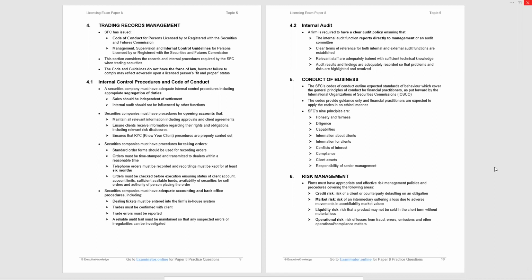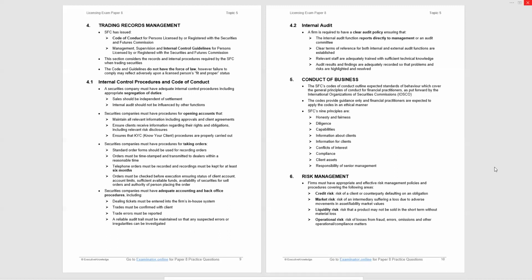The internal audit under section 4.2, this is stipulated in the internal control guidelines, and a firm operating a brokerage firm is required to have a clear audit policy, ensuring that the internal audit function reports directly to management. There are clear terms of reference. Relevant staff are adequately trained with sufficient technical knowledge, and the audit results and findings are adequately recorded so that problems and risks are highlighted and resolved.